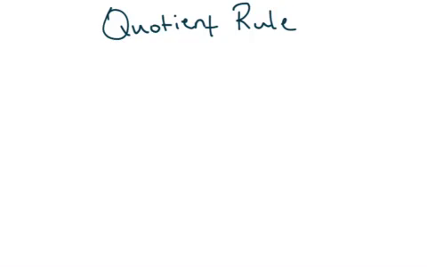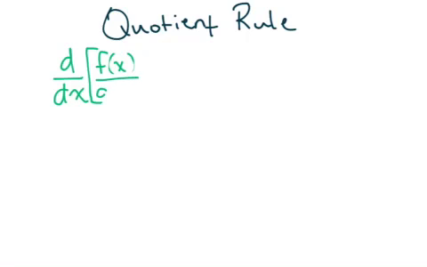Let's go ahead and look at the quotient rule next. And the quotient rule, you'll recall, is when we're taking the derivative of one function divided by another function. So f of x divided by g of x. And again, just like with the product rule, the temptation here would be to do f prime of x divided by g prime of x. Unfortunately, that's not going to get you the right answer.